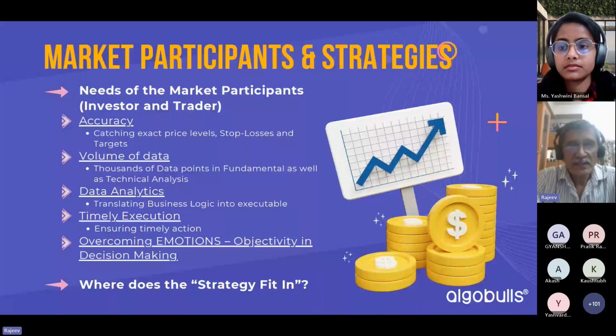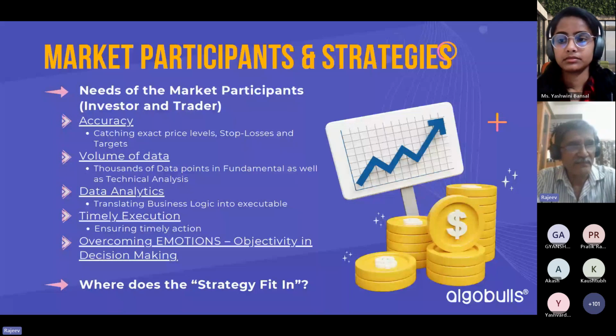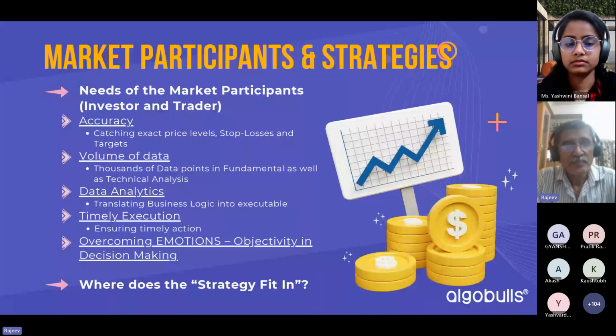And last but not the least, the most important thing is the overcoming of emotions. Most of the times, those people who trade manually face a lot of dilemma when they are exiting with a loss. They are likely to think, no, let me wait for some time. The markets will improve, and then I'll sell it at an appropriate price and things like that. And they keep on waiting, and that right moment doesn't come, and they finally end up making a lot of losses because of their fear of losing.